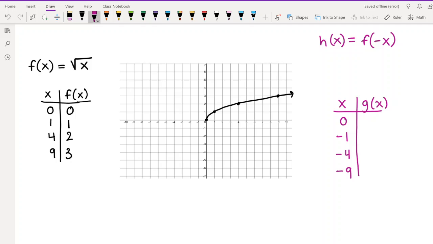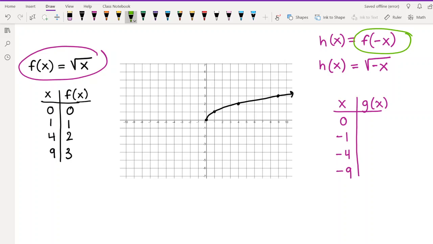Okay, so now let's rewrite this function f of negative x in terms of just a normal function formula, right? We don't want to be expressing it in terms of f of x, we just want to write it down as a function. So if our original function is f of x equals square root of x, what is f of negative x? Well, that would be square root of negative x. Anytime you're evaluating something that looks like this, you're just replacing x in your original function with whatever is inside the parentheses.